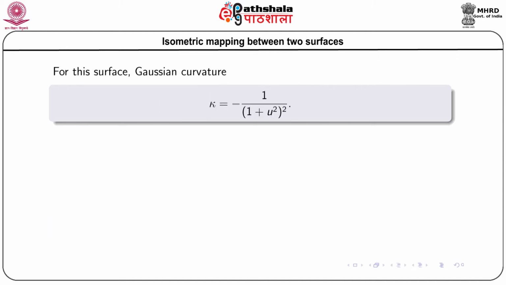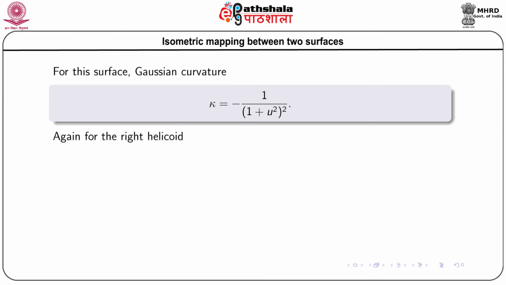Now, for this we can find the Gaussian curvature. This one is equal to minus 1 by (1 plus u square) whole square. In our previous chapters, we have learned how to find the Gaussian curvature. So, by considering those things, we can find the Gaussian curvature, and we have obtained that the Gaussian curvature is coming to this one.